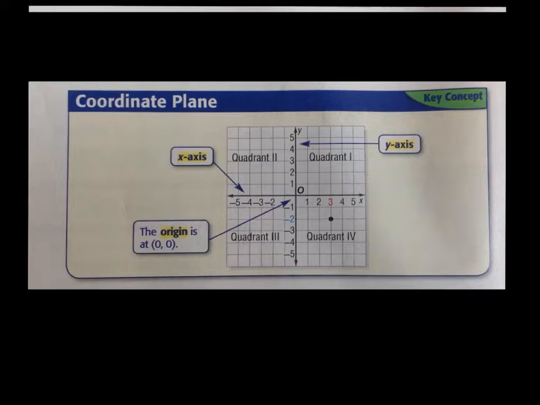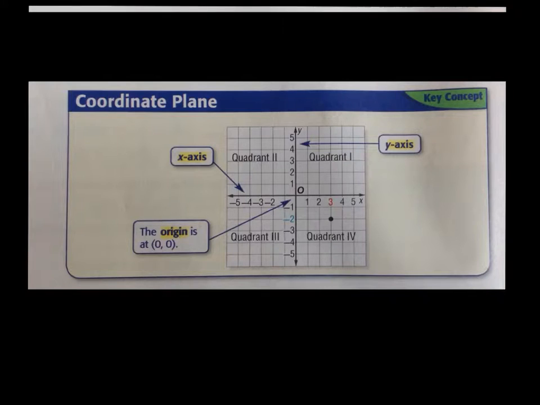Typically, you've been used to working in this quadrant right here, quadrant 1, where we're dealing with all positive numbers. But there are other quadrants as well. There's quadrant 2, quadrant 3, and quadrant 4. So it goes counterclockwise, starting at 1 with the one you're most used to, 2, 3, and 4.